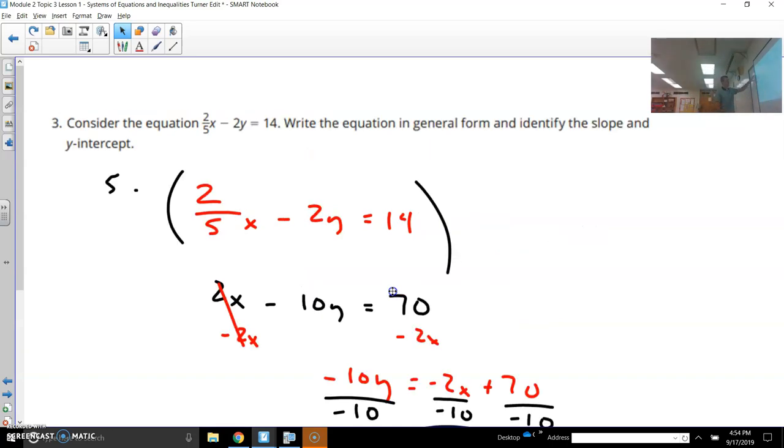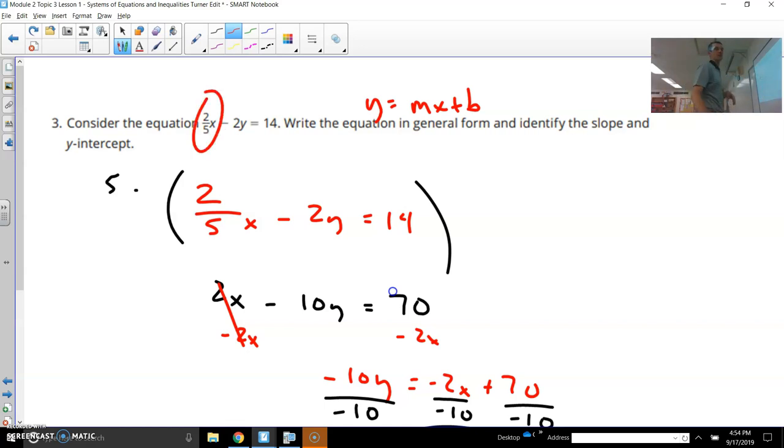Number 3, consider the equation 2/5 x minus 2y, and they want us to write this in general form. General form is that idea of slope-intercept form. Basically get the output by itself, get y equals, and then we'll identify the slope and the y-intercept. So the fact that we have this division of 5 is really kind of holding us back a little bit. So the first thing I did is start by multiplying 5 throughout the whole thing.